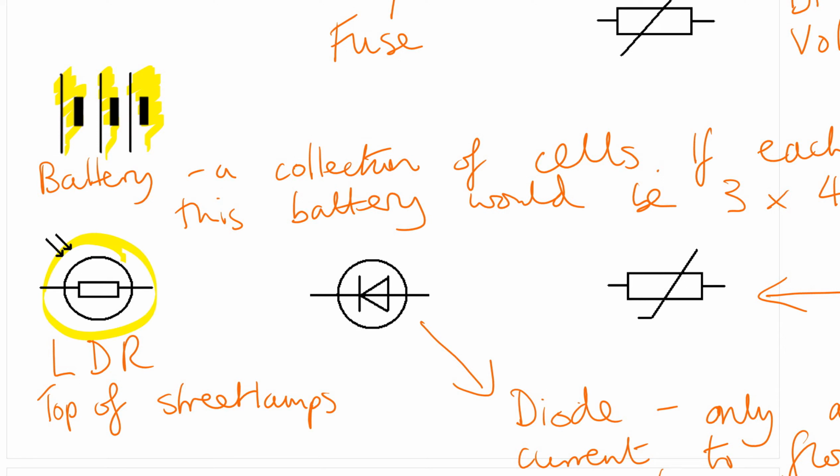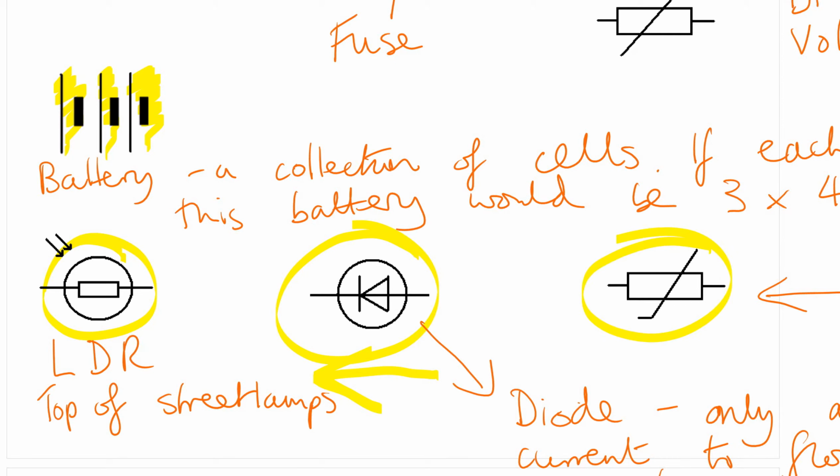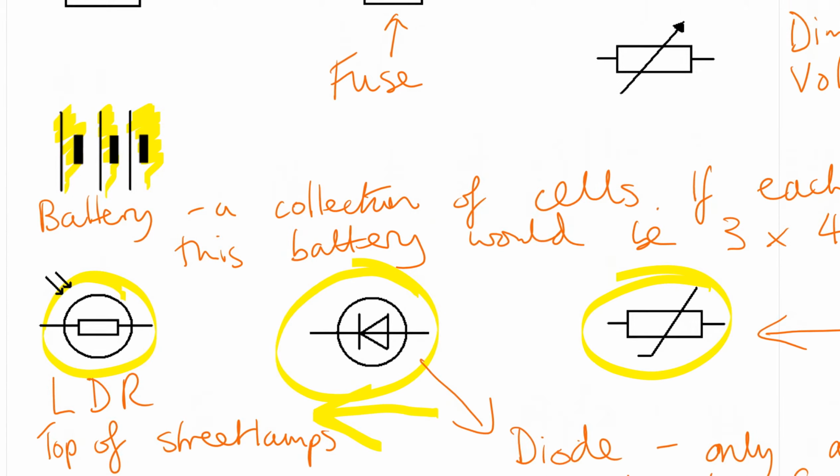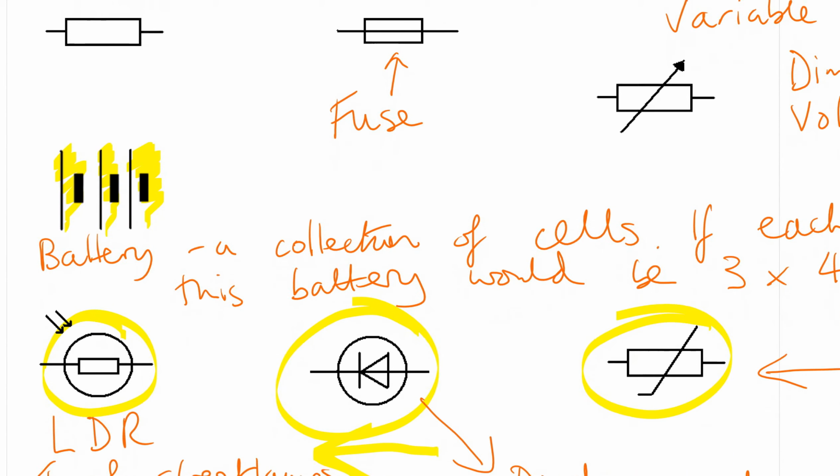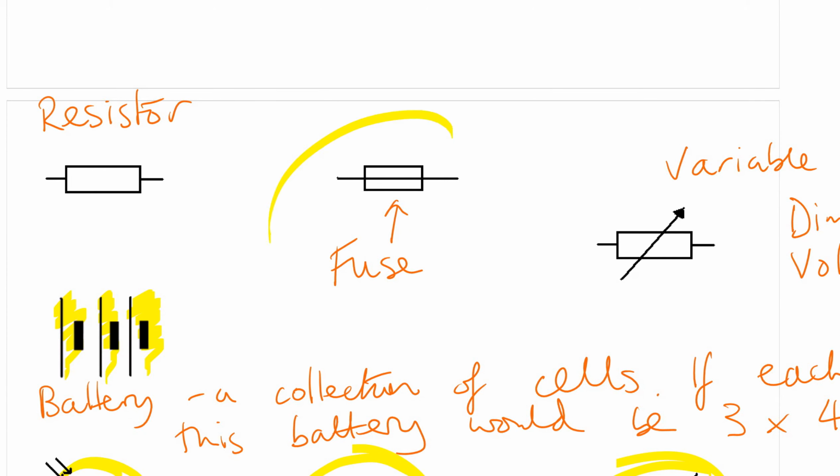LDR, light dependent resistor. Diode only allows current to flow in one direction, and this example to the left. This is a thermistor. Its resistance changes with temperature. This here is a fuse. If too much current flows through the fuse, the wire melts and it protects the circuit from fire.